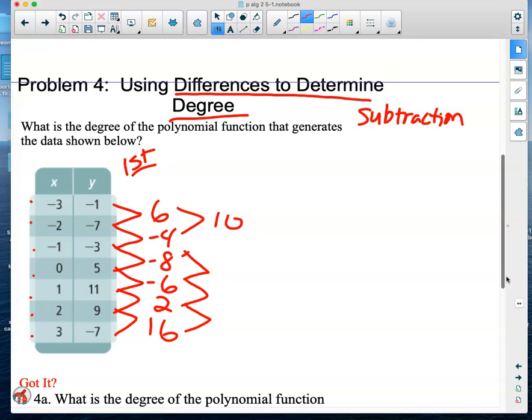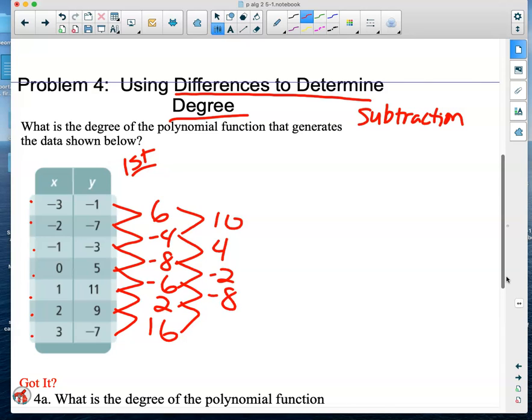There, that's better. This one got kind of carried away. I'm going to line up a little bit better. 6 minus a -4 would be 6 plus 4, which is 10. -4 minus a -8 will be -4 plus 8, which is 4. -8 minus a -6 will be -8 plus 6, -2. -6 minus 2 is -8.